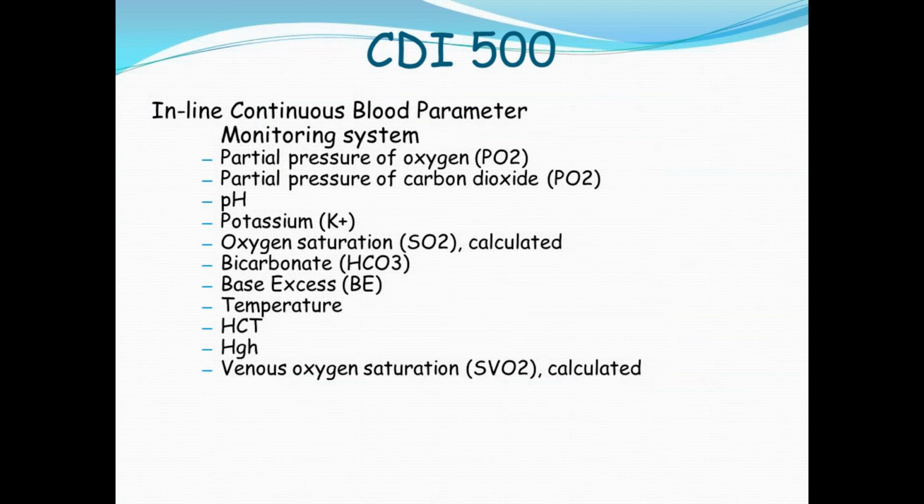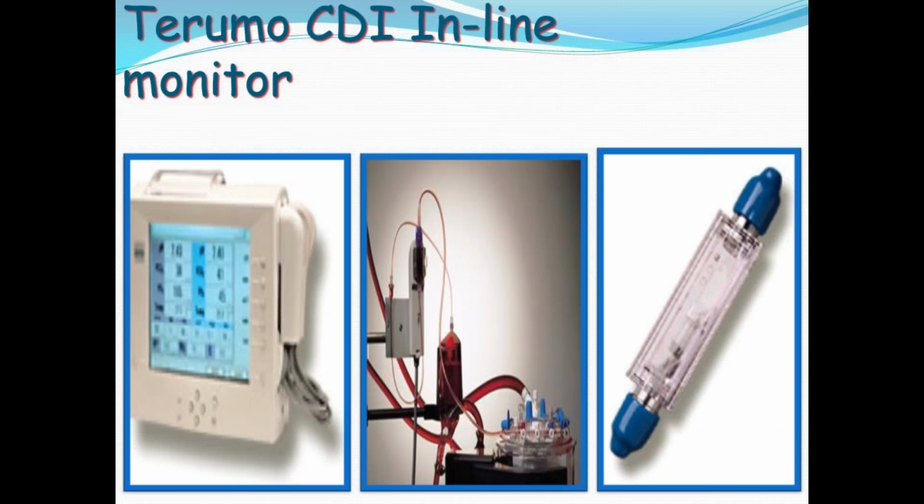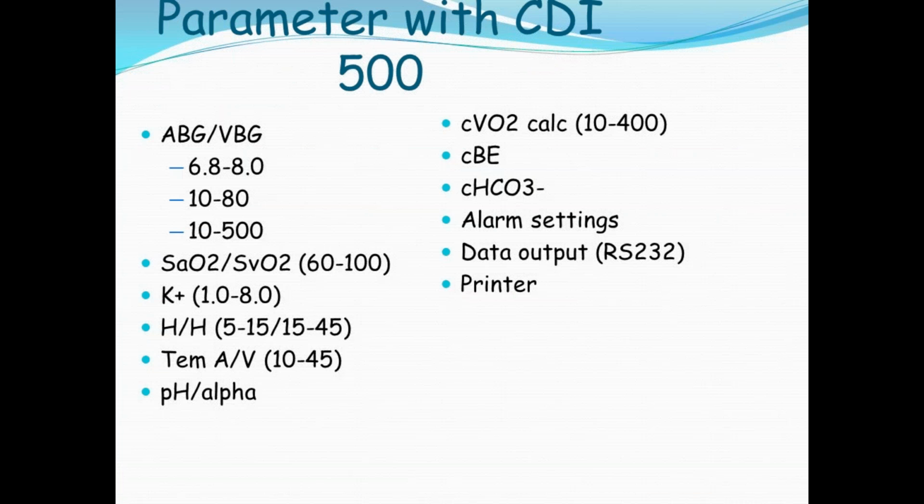Then you have the inline continuous blood parameter monitor. I think that's not available in India, but you can monitor online all the oxygenation, bicarbonate, temperature, hematocrit. This is a sensor which you have to put in the sheet to measure these levels, and this is the range in which it gives you blood gas reports.